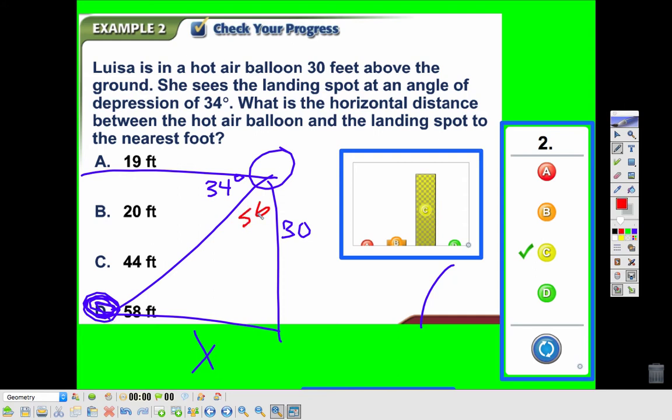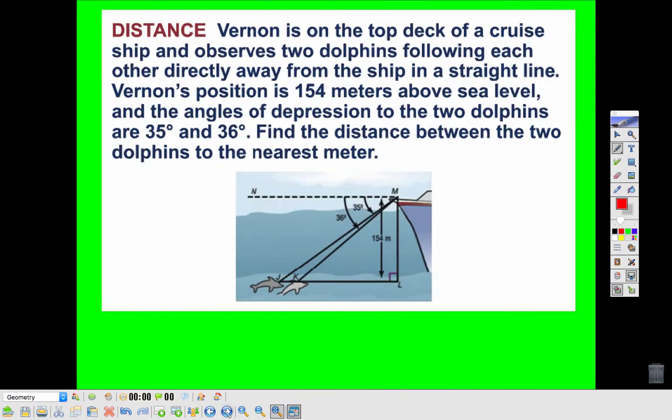So then what is this one? 56 degrees. What can we use? Opposite and adjacent. So the tangent of 56 equals x over 30. Times both sides by 30. So when you plug it in, 30 tangent of 56 is 44.4. So we round to the nearest foot. So 44 feet.